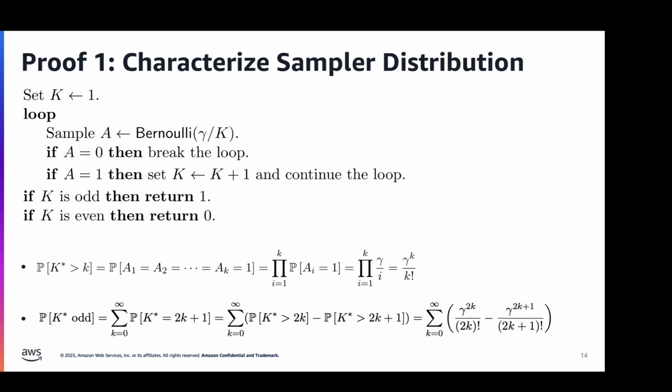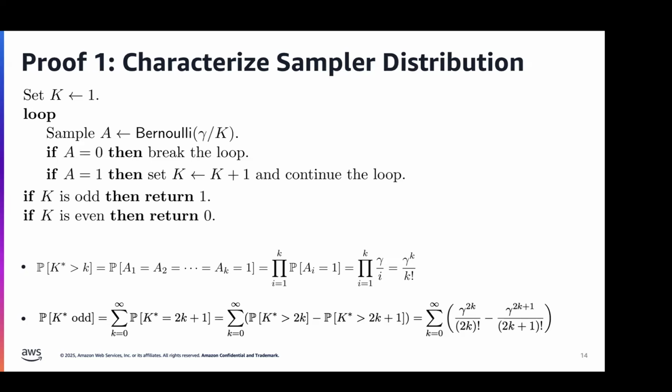Coming back to the example I showed earlier, we are going to have to do reasoning that is roughly described by the last two lines. We reason about once this piece of code has been executed, I have some value of k star. What is the probability that k star is greater than k? It's the probability then that a1, a2, etc. are all equal to 1, which ends up being gamma power k divided by k factorial.